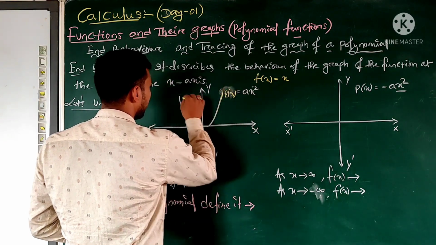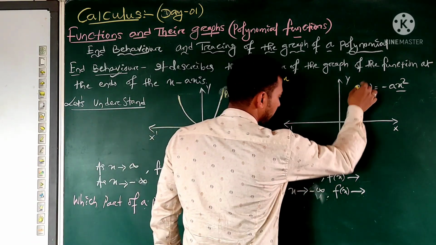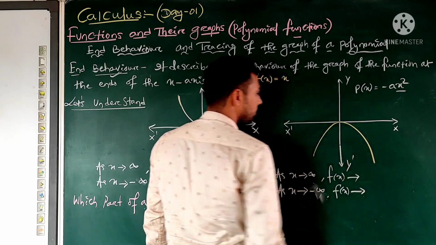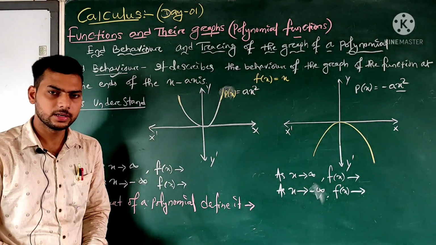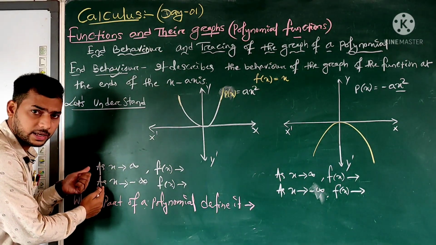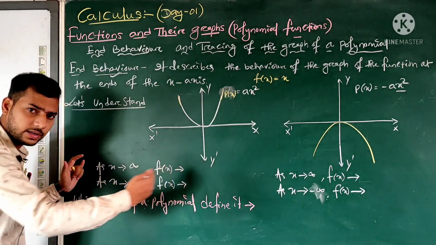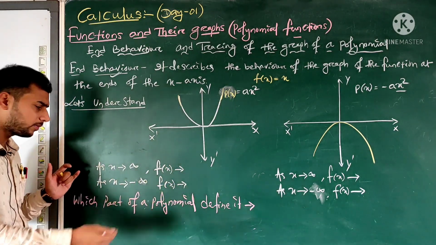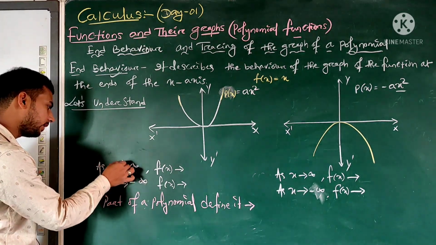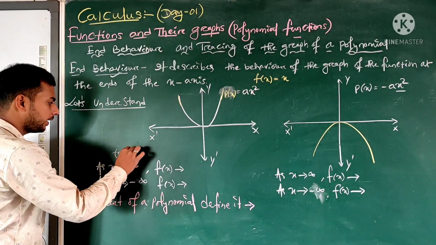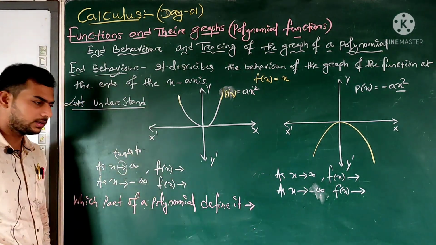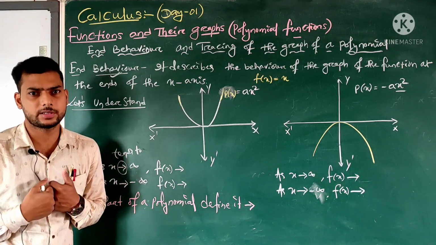At the same time, if it is negative of x square, as its coefficient is negative, it will open downwards. Try to understand the end behavior. Now you can see two different cases I have considered. We have to consider x going up to plus infinity or minus infinity. If x tends to infinity, what will f of x be?